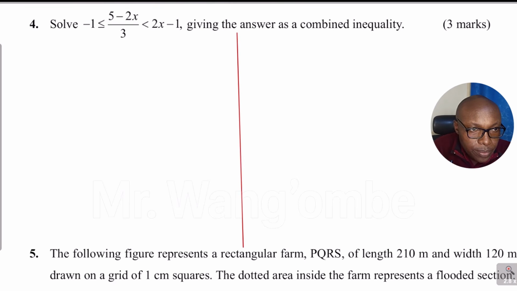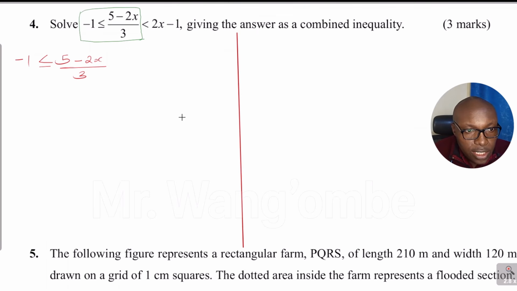From the left hand side, I will take that one, that will be the first inequality that I'll have. Negative 1 less than or equal to 5 subtract 2x, everything divided by 3. So we first solve this before we go to the other inequality. In solving it, we will simply solve for x.